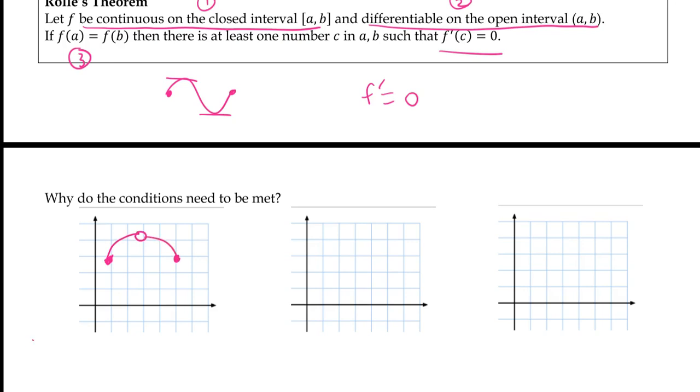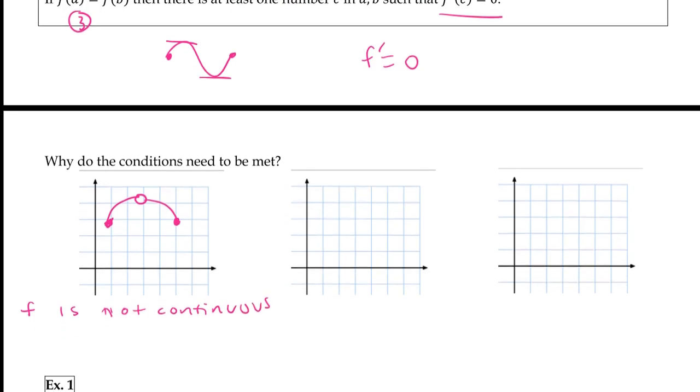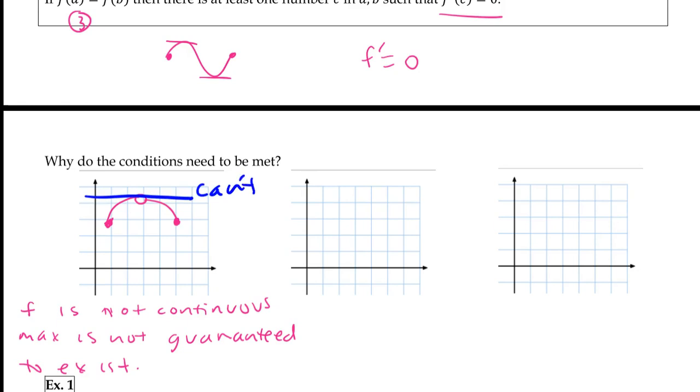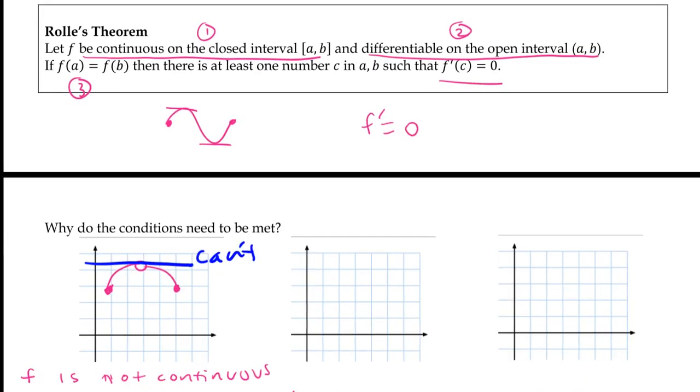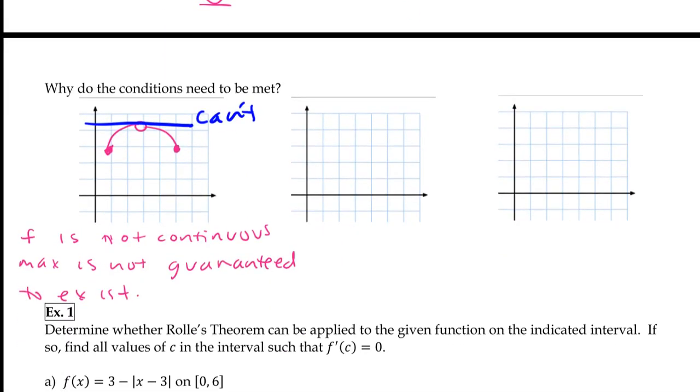Okay, so what happens if I don't have the first condition? What happens if f is not continuous? Well, what would that mean? Doesn't that mean the maximum is not guaranteed to exist? If the maximum isn't guaranteed to exist, how am I supposed to draw this horizontal tangent line, right? I can't. Up here, because I had continuity and differentiability, I could draw the tangent line because that point existed. I want to be able to draw it here, but I can't. So here's a case why we need continuity.